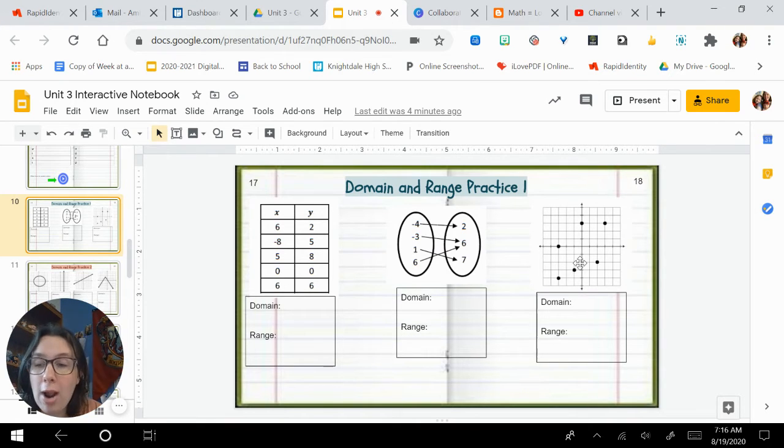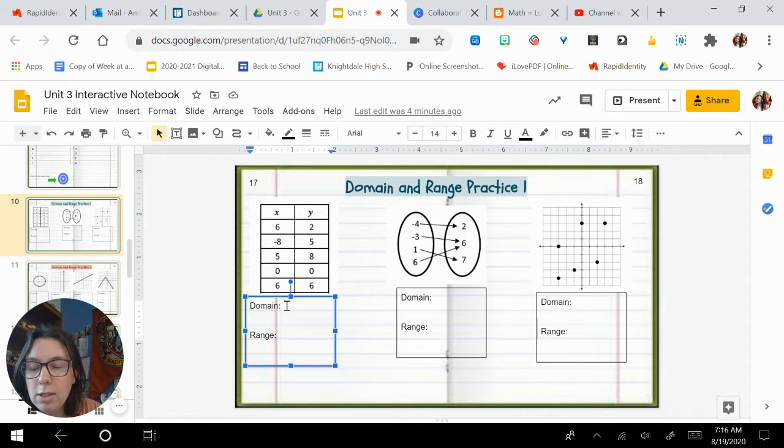And then you have a graph. I suggest on the graph, when you make the domain and range, I would label out all the coordinate points like on paper, identify which point is which, and then you can list out the domain and range. That's just a tip. So for here, okay, I'm going to list out the domain. So my domain is 6, -8, 5, 0, and 6.